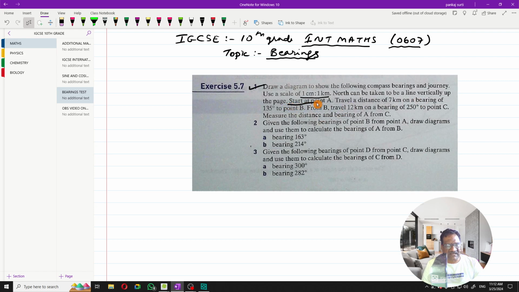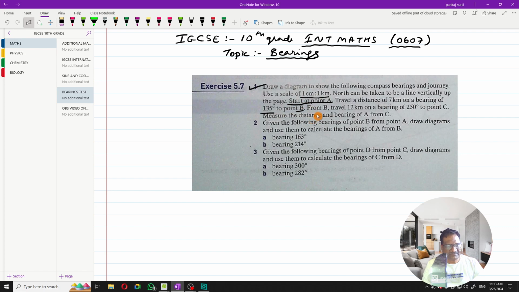So the starting point is A. From A, the object is going to travel a distance of 7 kilometer on a bearing of 135 to reach a point B. So from A, the object is going to reach point B, and it is going to travel 7 kilometer on a bearing of 135 degrees. So this you are supposed to draw.